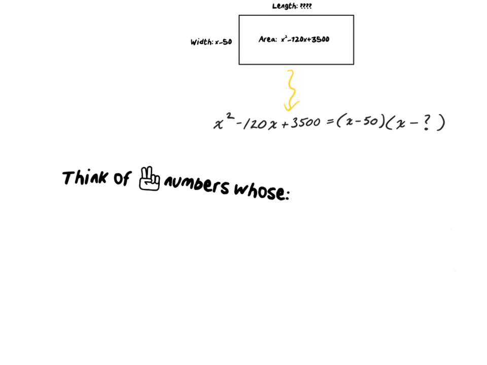So just as before, we have to think of two numbers whose sum is 120. That comes from the middle term. And whose product is 3500.